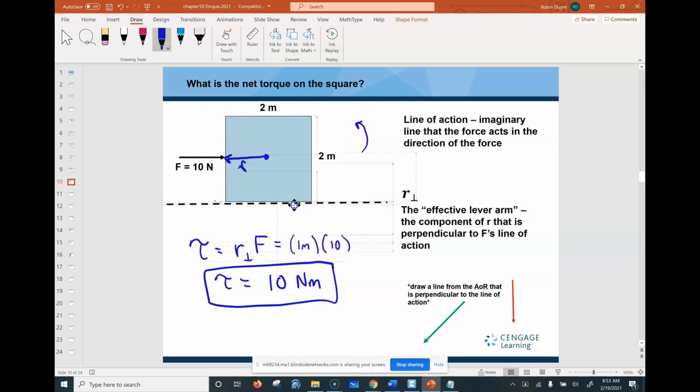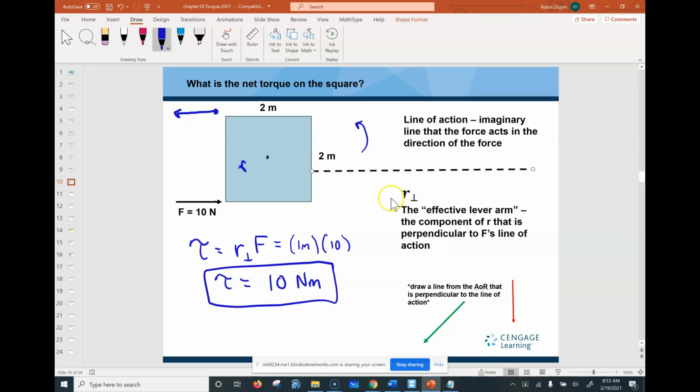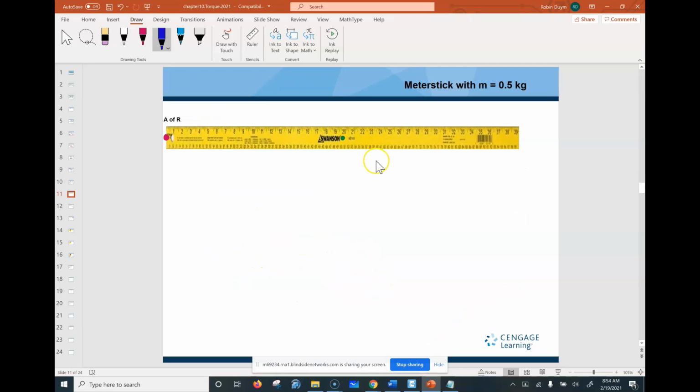All right, so we'll play around with some more of them. Let me put this back. All right, so big idea for this one, line of action, always a good idea. You can do R perpendicular, so you could go from the axis of rotation to that line of action, or you could break up your force and figure out the part of the force that's perpendicular to R. Doesn't matter for the magnitude. For the direction, yes. All right, so let's do another one.